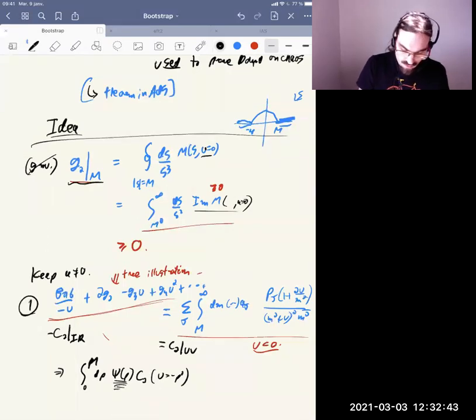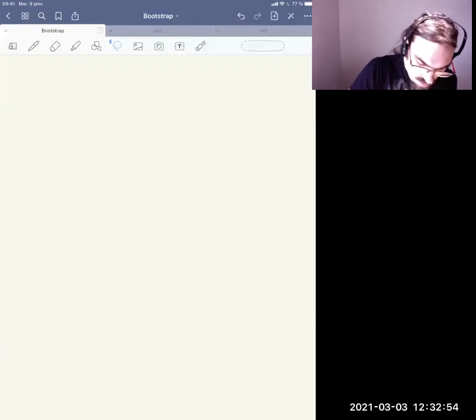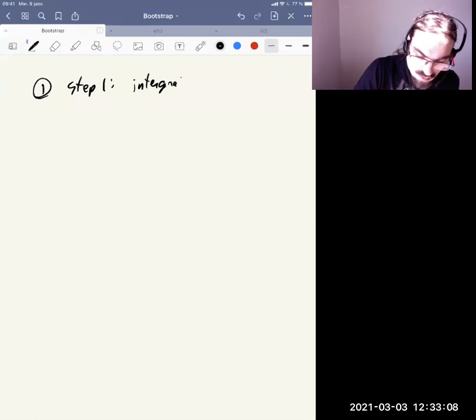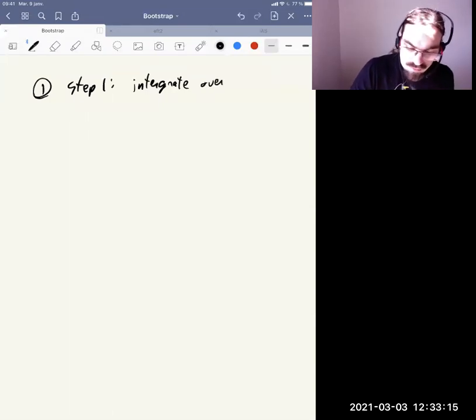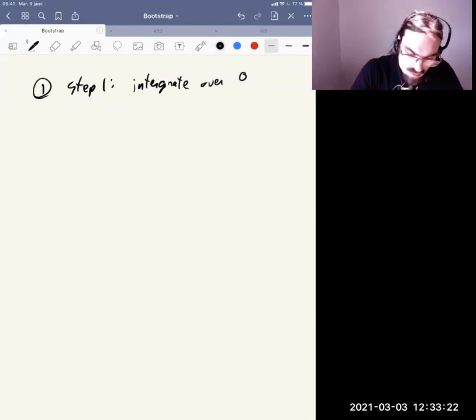So step one. Instead of expanding in the forward limit, we integrate over p. And the useful range of momentum transfer is strictly below the cutoff, such that the cut remains in the physical region, and we can use positivity properties. Integrate over p in an interval 0 to M. Okay. So this is step one.